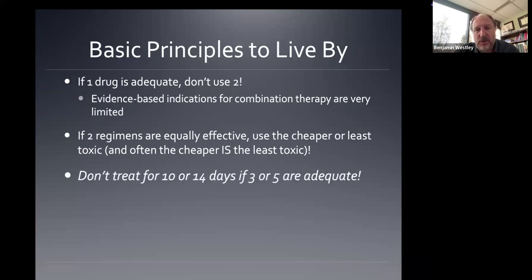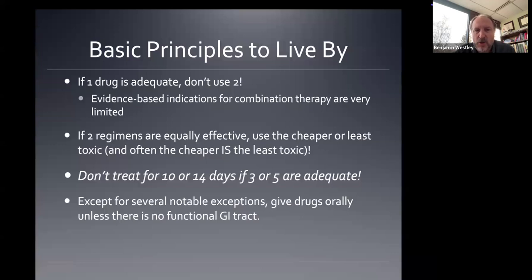Don't treat something for 10 or 14 days if 3 or 5 are enough. There's no reason to treat something longer. This does not result in less resistance. It does not result in improved outcomes. And except for several notable exceptions, we should give things orally. If there's no mouth or no anus, it's hard for medicine to go in and out. But as long as there's a functional GI tract, most of the time oral antibiotics are preferred.